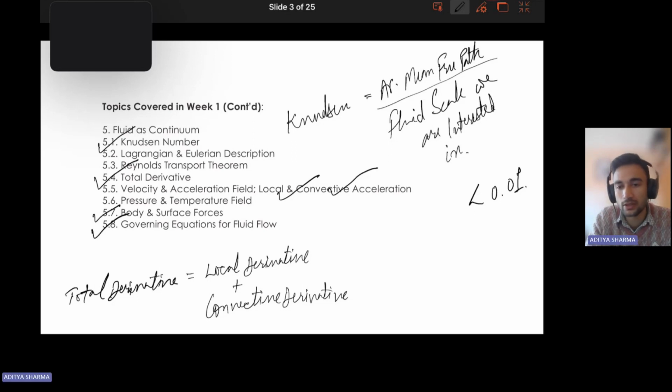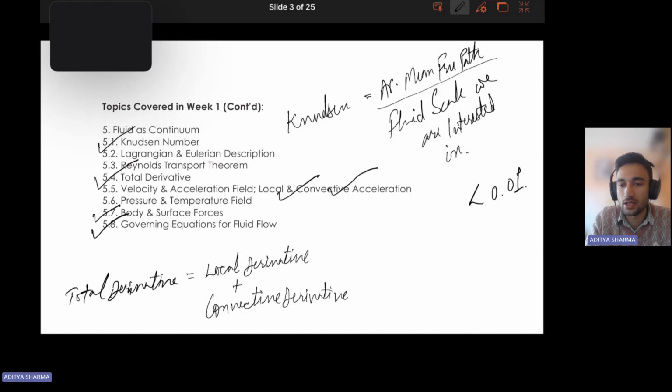So if we are able to figure out the velocity field of a particular fluid, then our problem for that flow is solved. Then we know the behavior of the fluid.